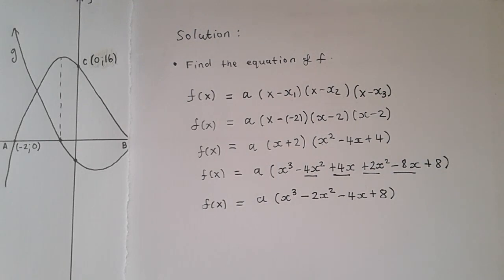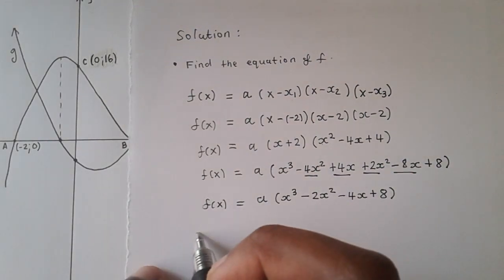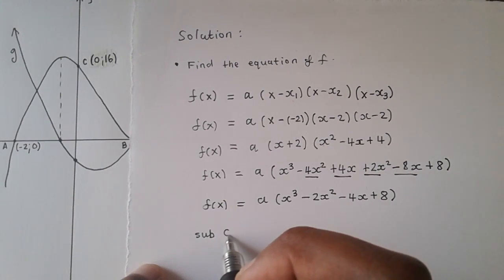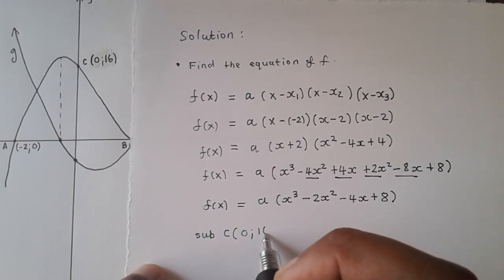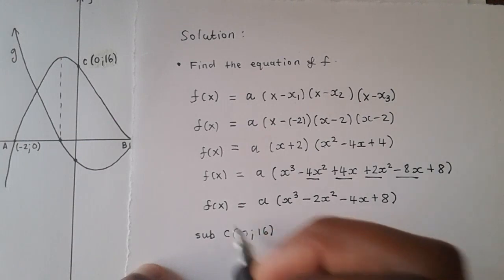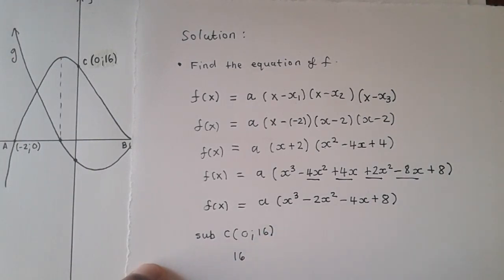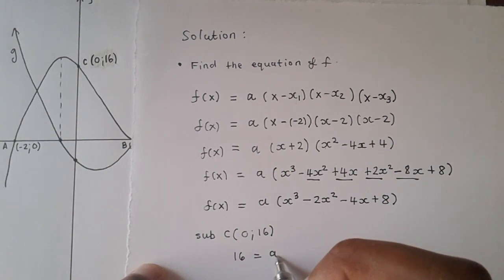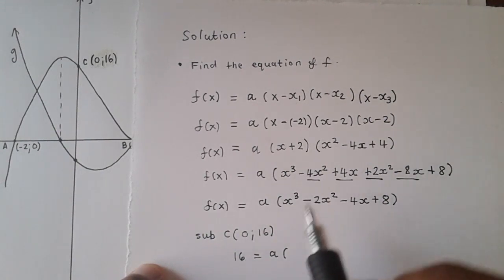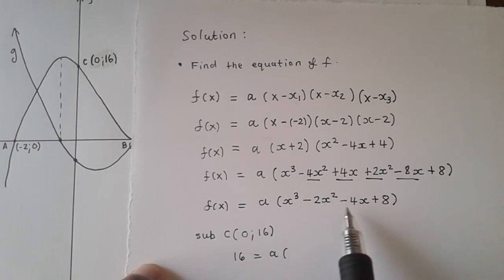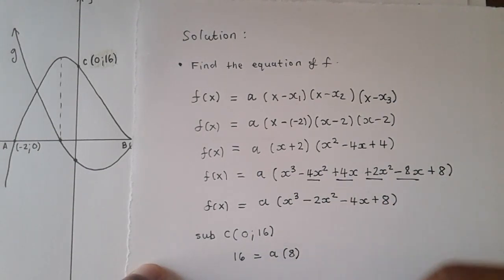Okay. So we're going to substitute point C with the coordinate 0, 16. Which means that the 16 is going to go to the y position, and then we're going to have a, and we're substituting an x value of 0. So you can see over here, this is going to die, this is going to die, this is going to die, leaving you with just a plus 8. So basically what we have now is 8a is equal to 16. Therefore, if we divide both sides by 8, a is going to equal 2.